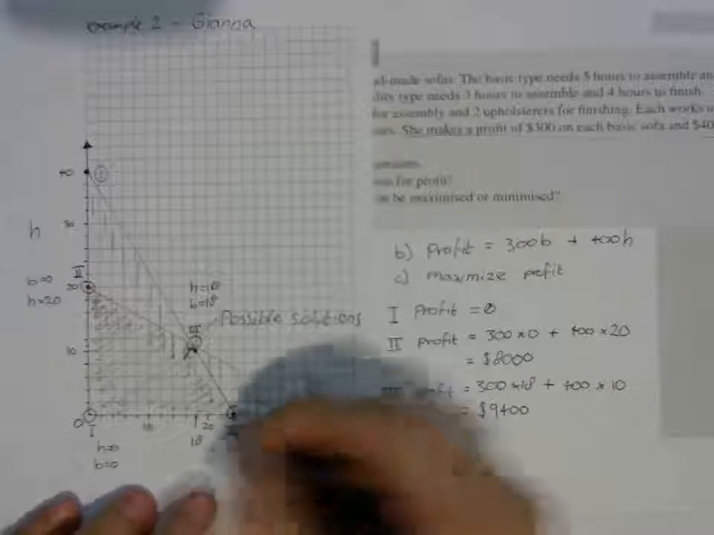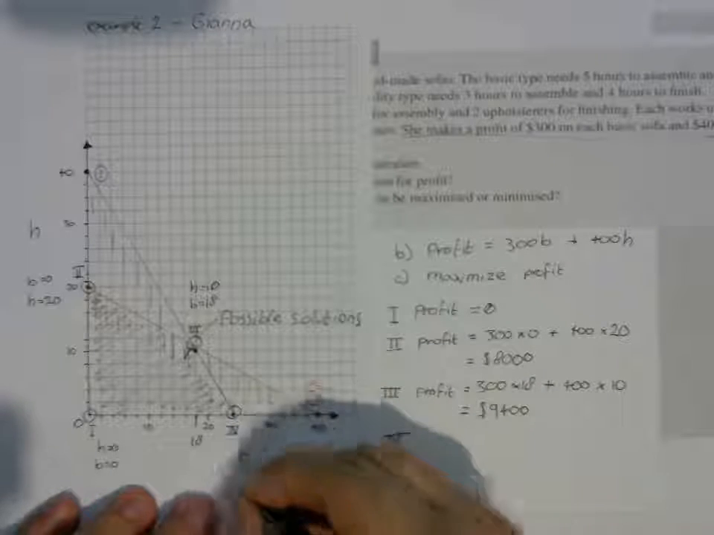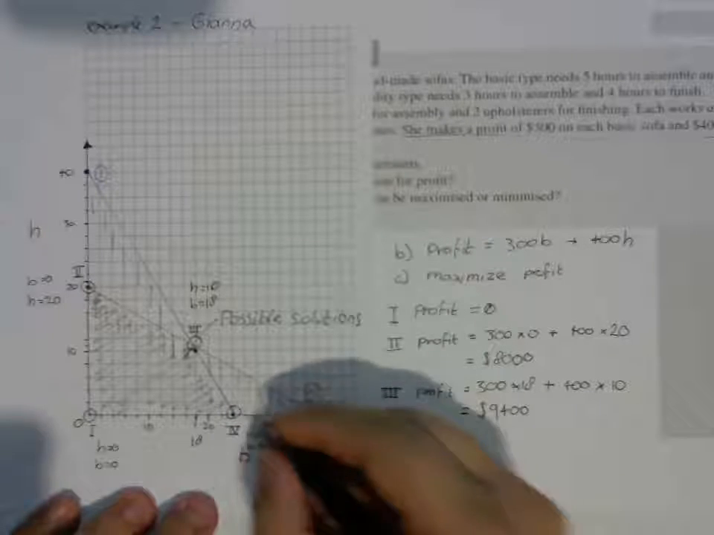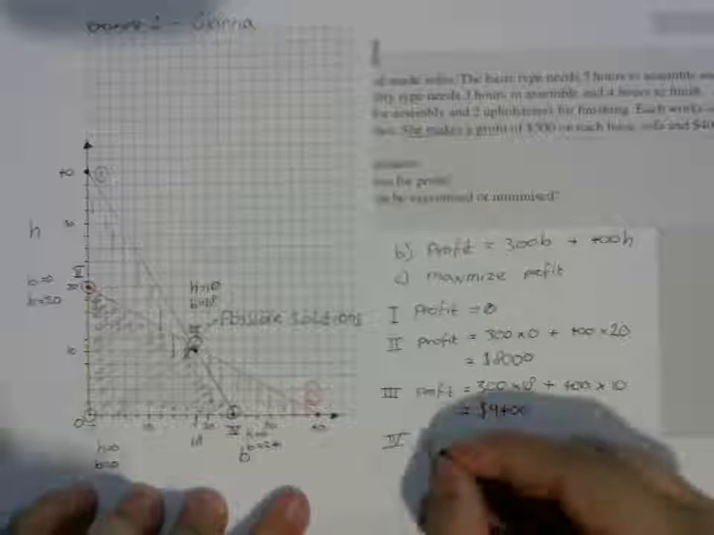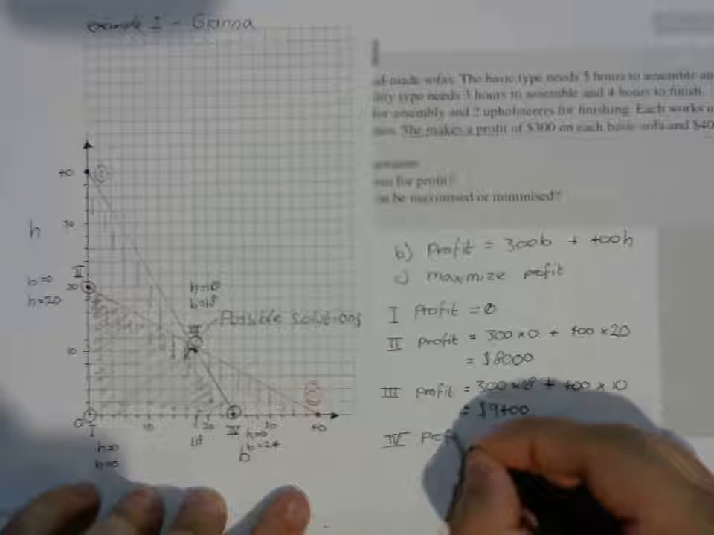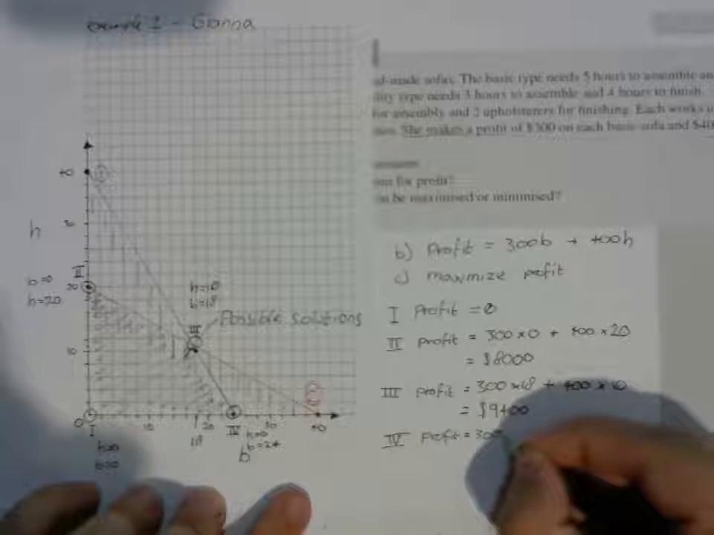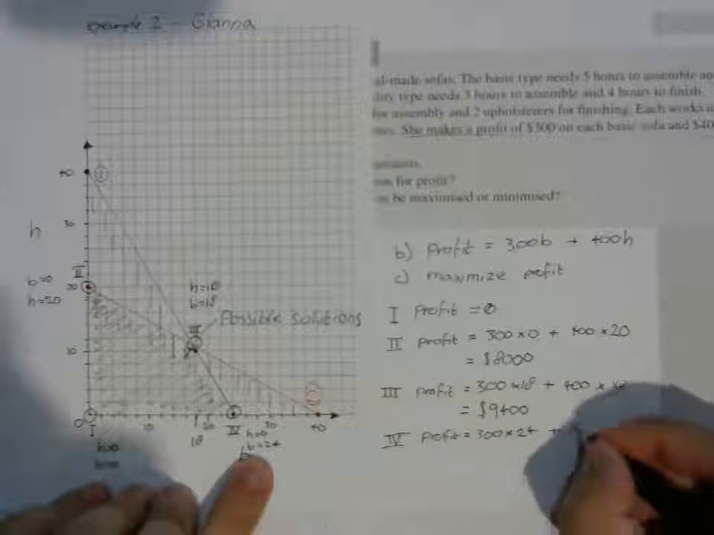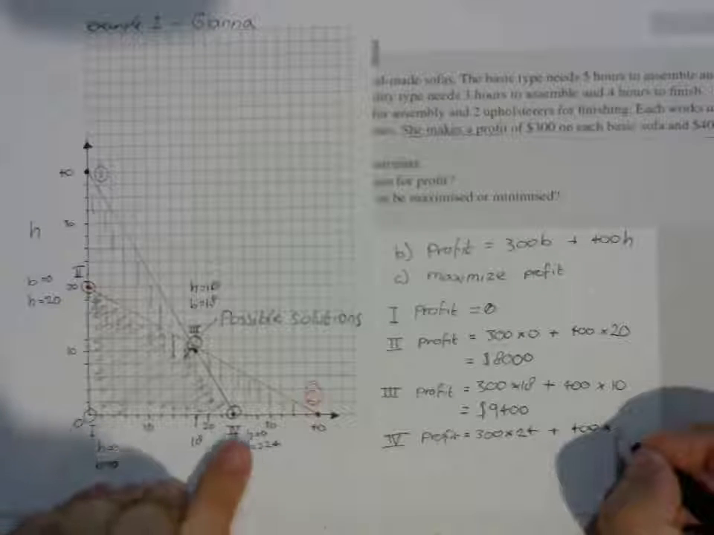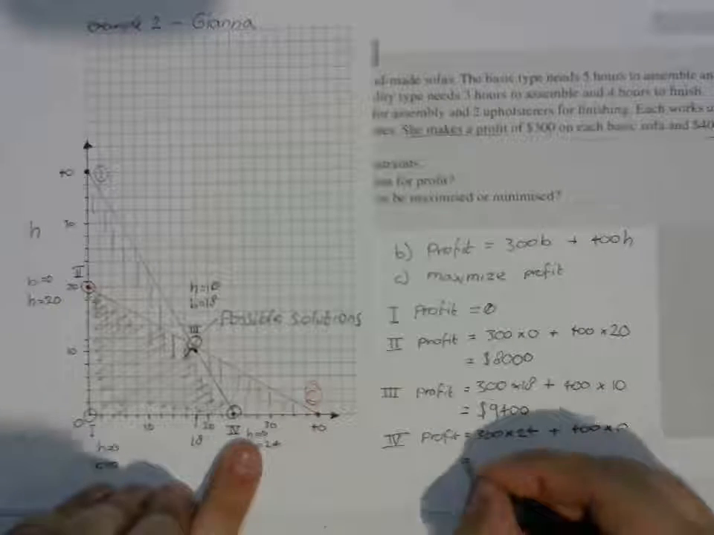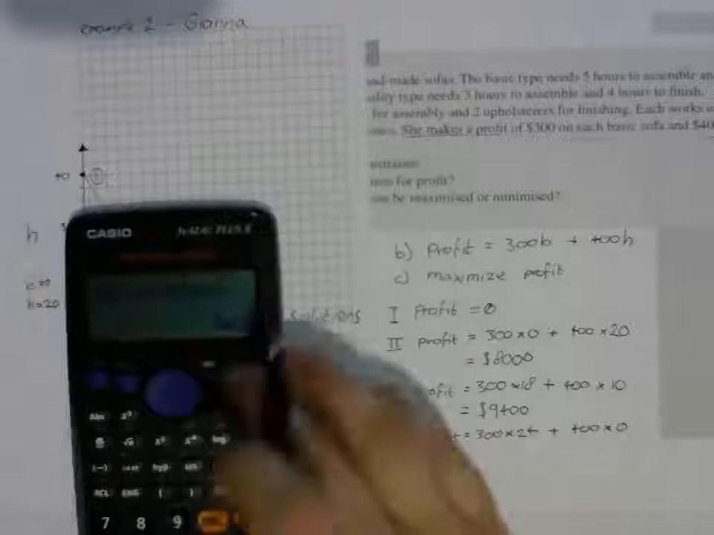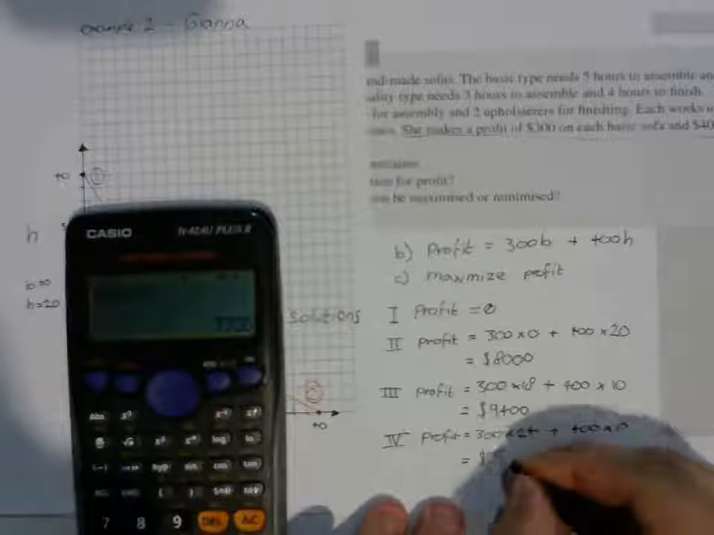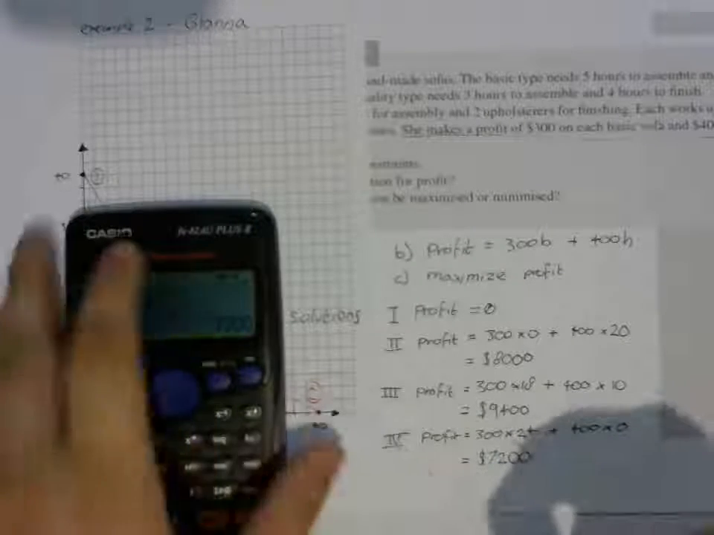Last point right here on the B axis. So we know H is 0 and B is 24. The profit is going to equal 300 times B, which is 24, plus 400 times 0. 300 times 24 is 7,200.